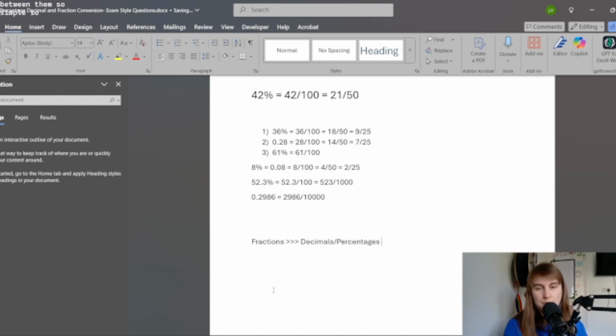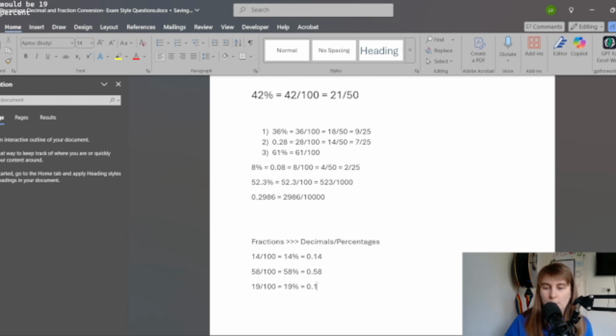So as long as you can get to one, you can then get to the other. Obviously, if we reverse the process we just did, that would be quite easy. If we were given fractions that were all over 100, then we would have no problem converting these fractions into percentages and decimals. So this would be 14% and 0.14. This would be 58% and 0.58. And this would be 19% and 0.19.